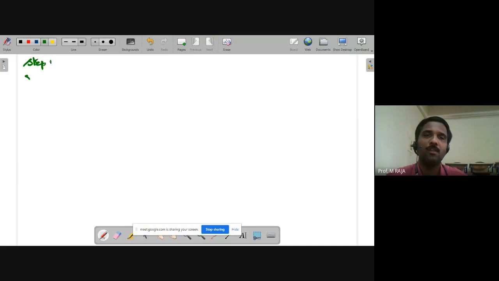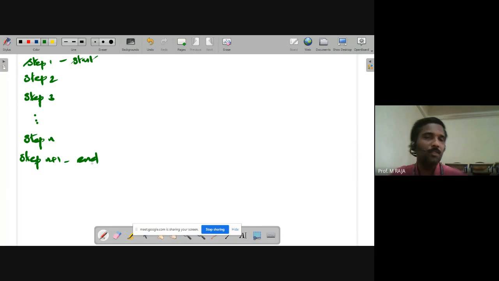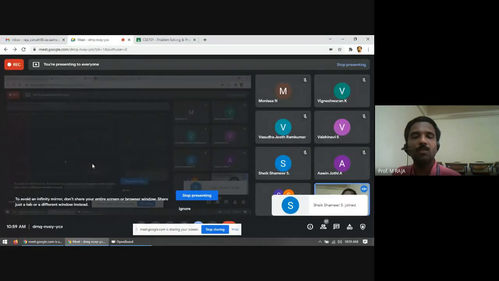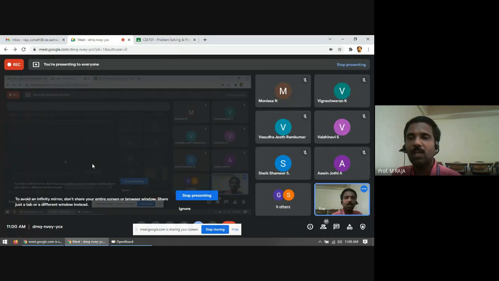Step 1, step 2, step 3, etc. Step n, step n plus 1. For example, start, and here we have end. We have explored some examples, right, how to write an algorithm for the given problem. Hope all of you have gone through this. If you have any queries, first we can ask. Have any doubts in the last session?